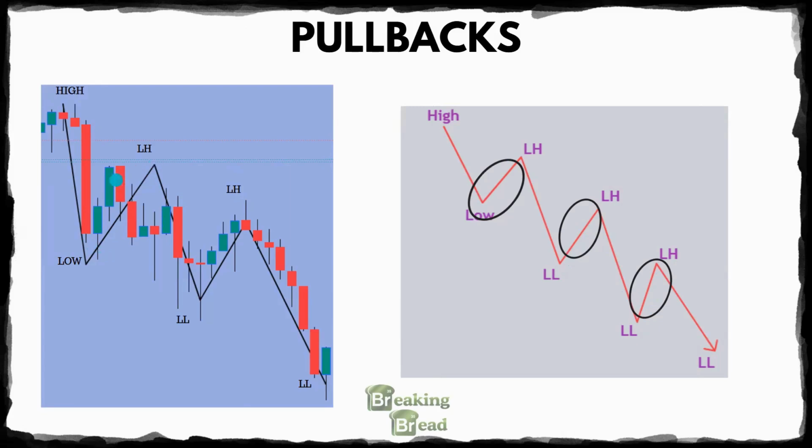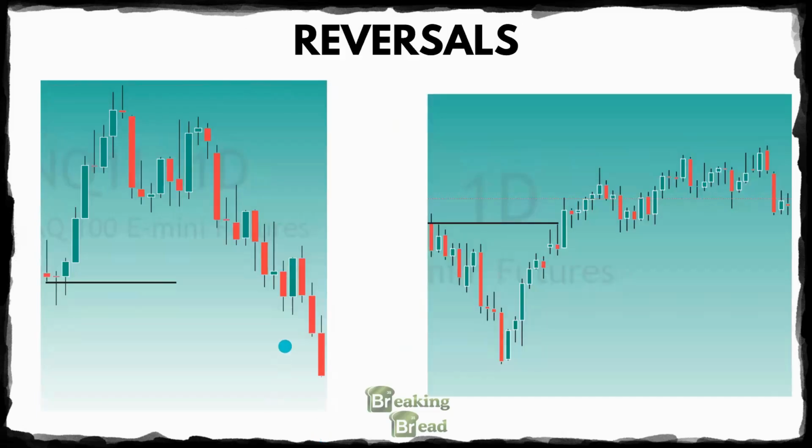This is a pullback. All this here is a pullback. Price drops down. This here is our temporary trend change, right? Heading to the upside. And then we break back down to the downside. Those are your pullbacks. Now your reversal is a full on, we're not going to the upside anymore. We're heading to the downside, or we're not going to the downside anymore. We're heading to the upside. Now it's easily identifiable when it takes out the starting point of the trend.